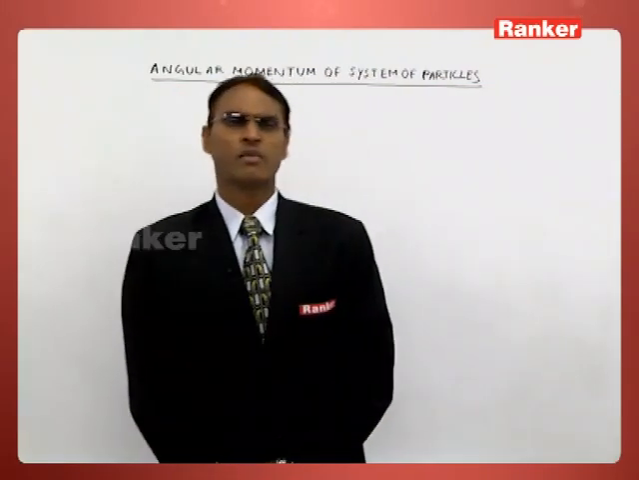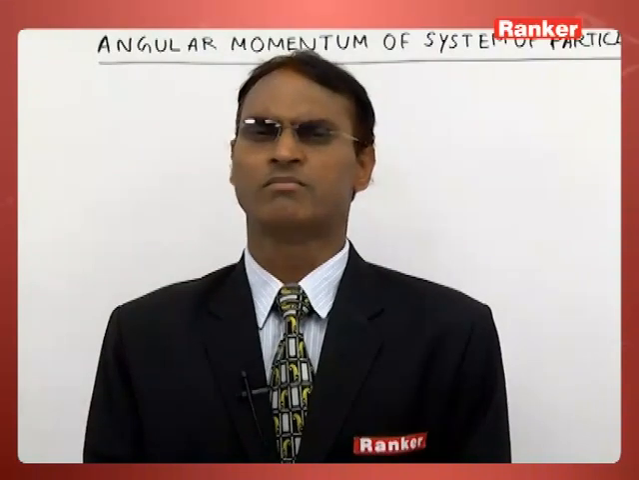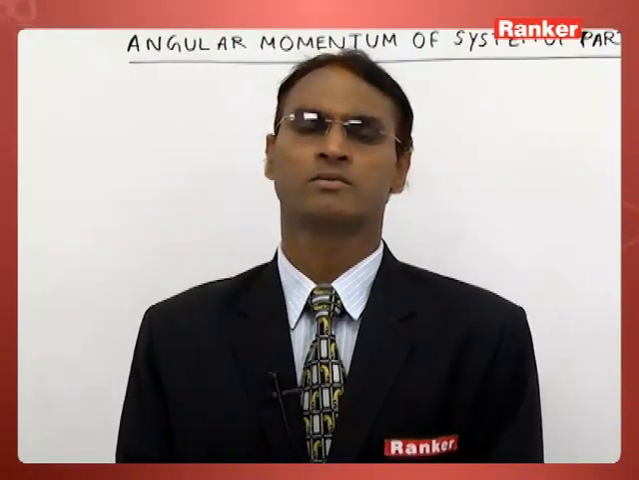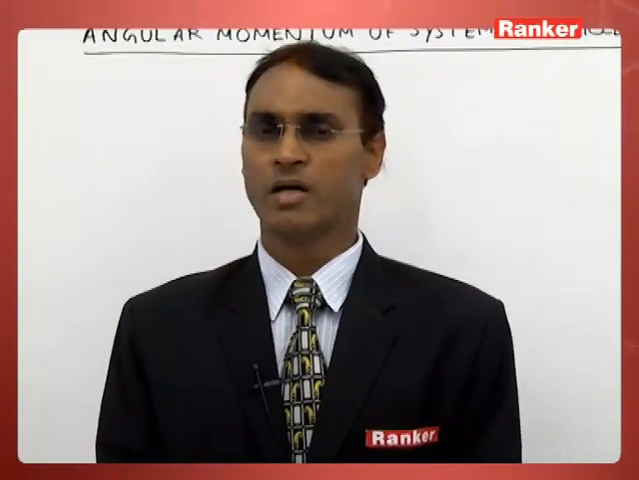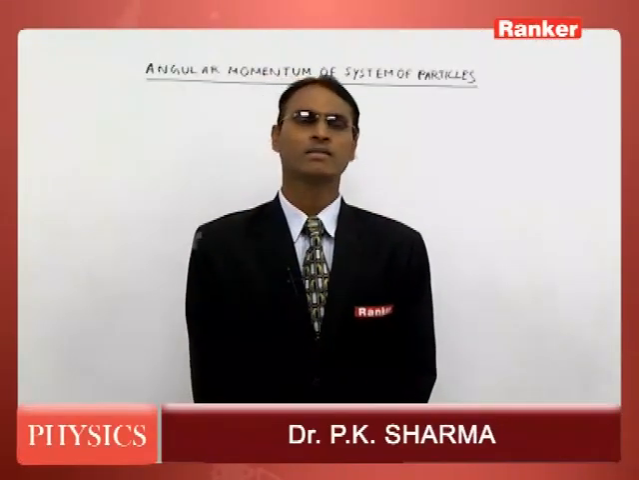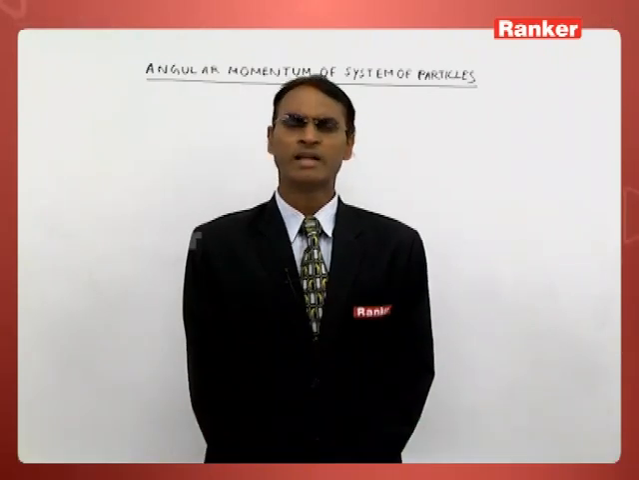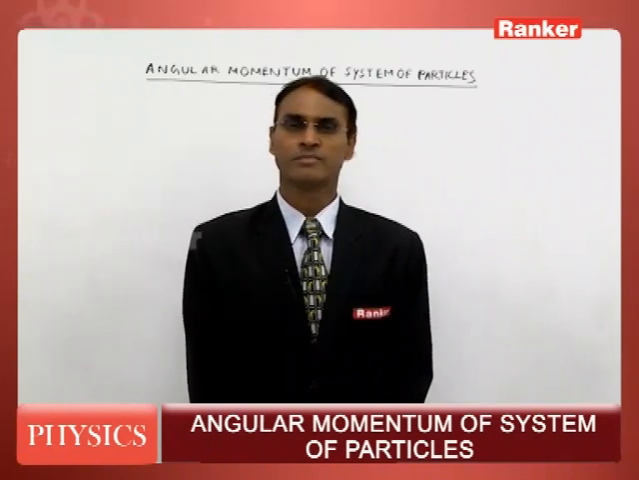Well, after we talked about angular momentum, the rate of change of angular momentum, that is the torque experienced by a group of particles, now we have to find the angular momentum of a group of particles. Angular momentum of a particle about an inertial reference point is given as r cross mv.